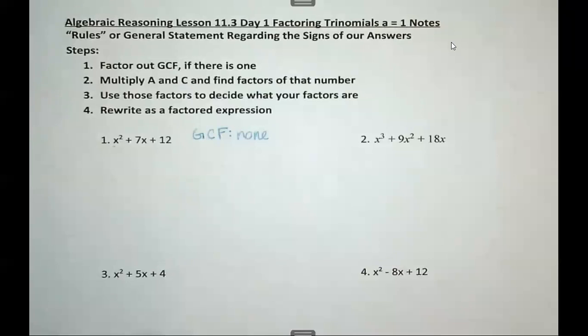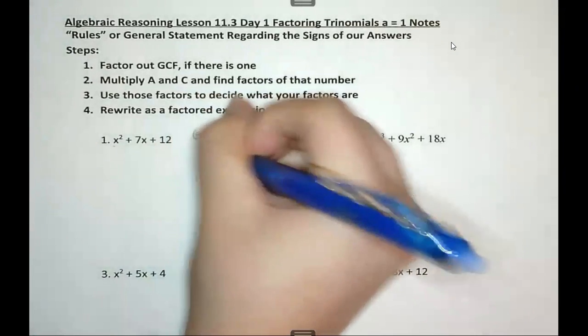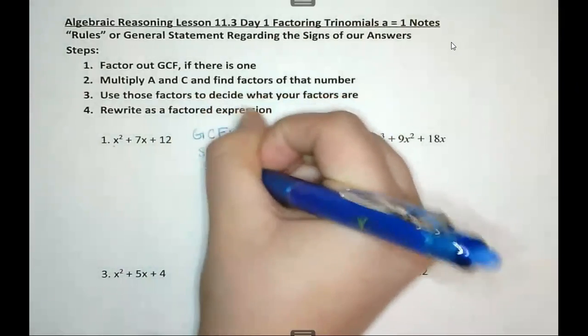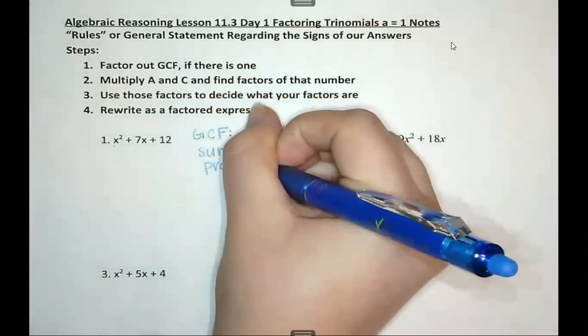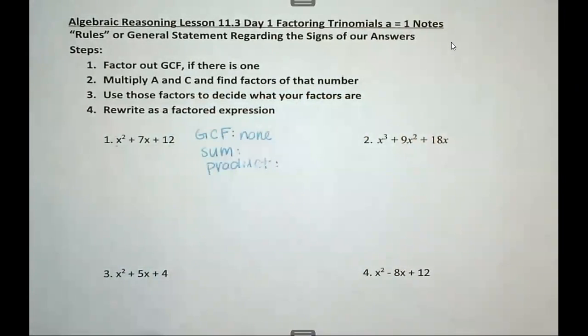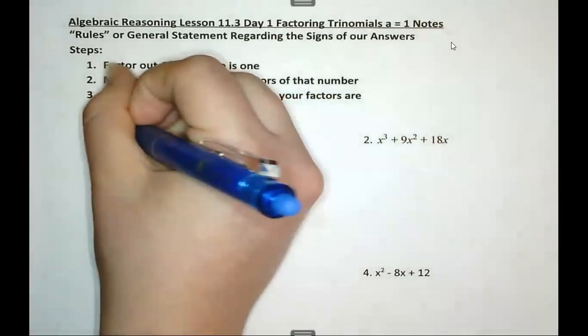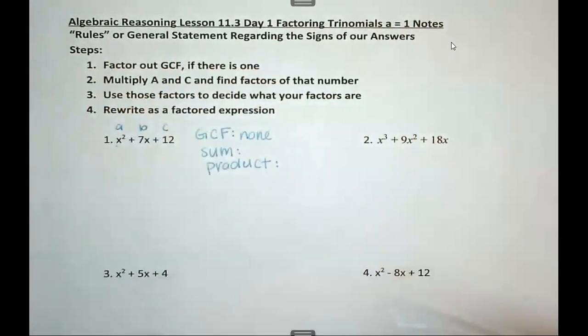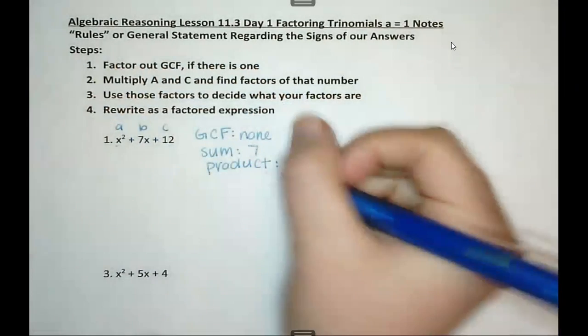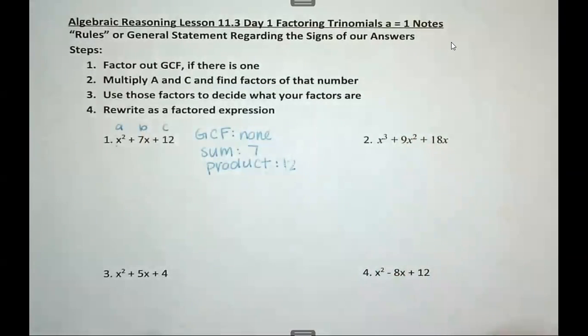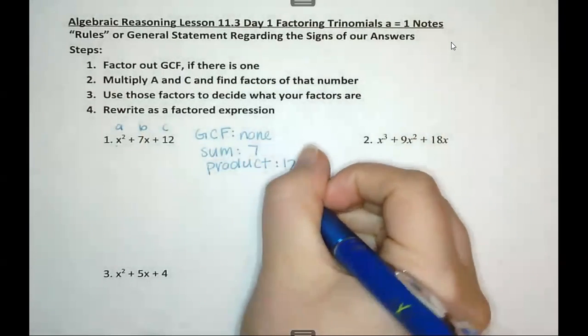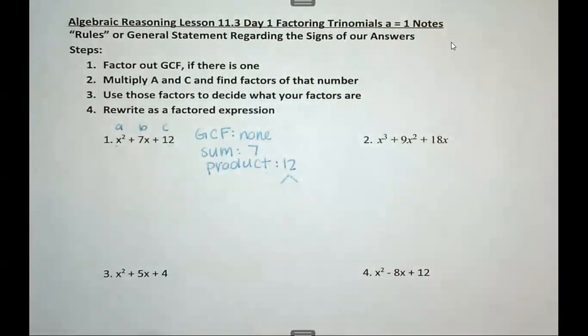Step 2 says that we multiply A and C and find factors of that number. So this is where our sum and product came into play. All right, so remember that our sum is the middle number. So if it's talking about A, B, and C, our sum is the middle number, which is 7, and our product is our last number, which is 12, or the C. And I'm trying to think of something that multiplies to give me 12 and adds to give me 7.